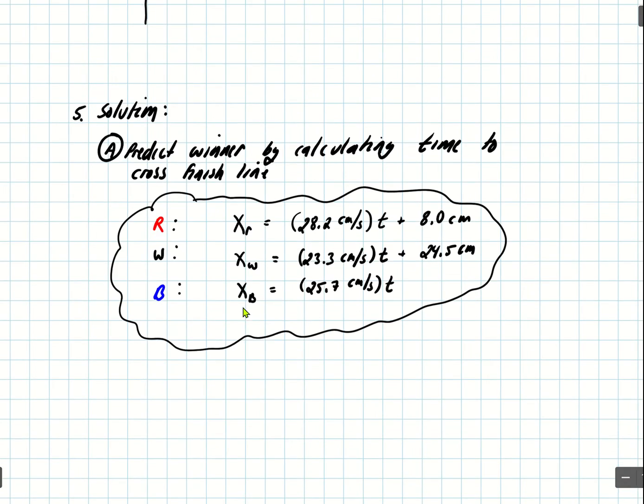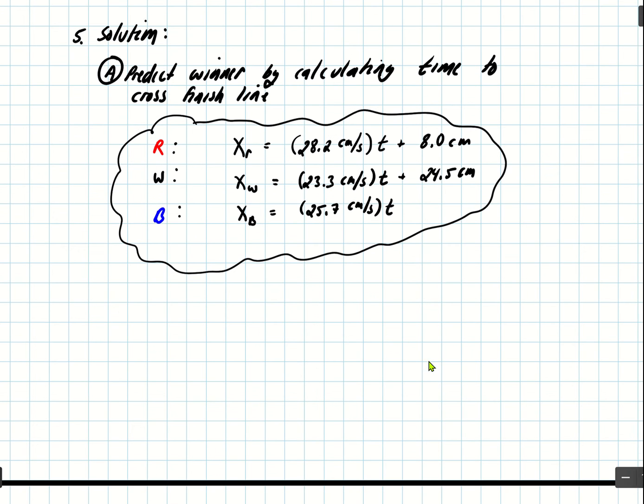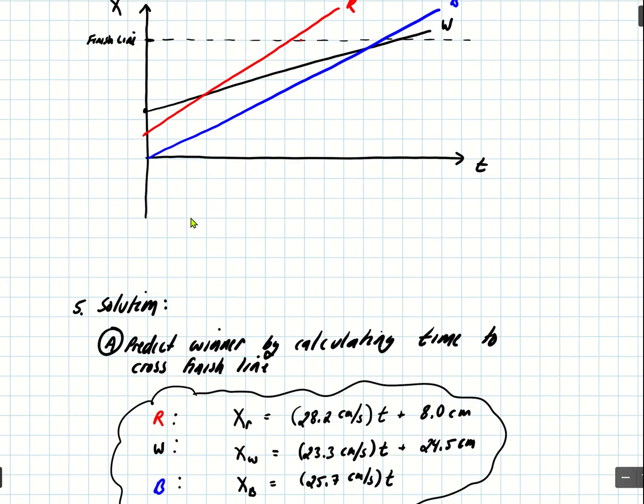All right, now here comes the solution. I haven't started it yet. The first thing I need to do is predict the winner. So I'm going to take my motion model and solve for the time, okay, I've got my calculator here. I'm going to solve for the time for white and red to finish the race, because I know there's no way Blue's going to win.